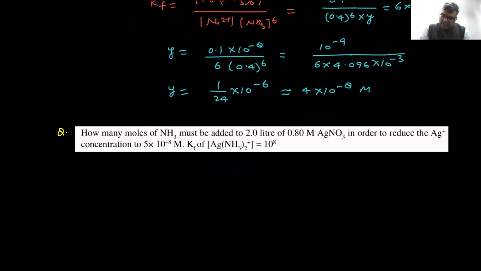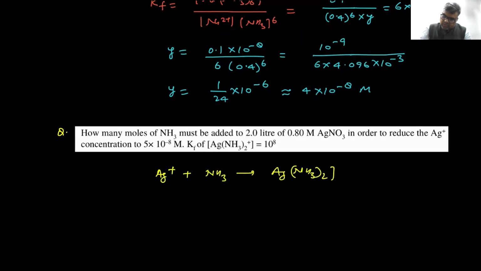So here, the difference is we have added ammonia in the Ag+ solution, so it has converted into Ag(NH3)2+, and since it is an equilibrium with the equilibrium constant of 10 to the power 8. And in the question itself, it's given the concentration of Ag+ left after the reaction. We have taken 2 liters 0.8M, which, if we calculate with respect to moles, is 0.8 into 2, which is 1.6 mole.